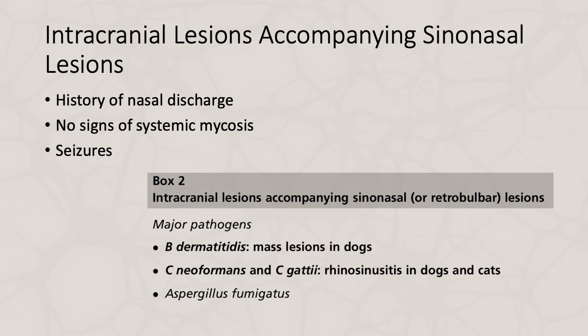Cribriform plate penetration is also detected during rhinitis workup in neurologically normal dogs. This is most common with blasto, but also occurs with crypto and aspergillosis. With crypto, nasal and intracranial lesions occur without cribriform plate destruction. Aspergillus fumigatus is a leading cause of fungal rhinitis in dolichocephalic dogs, especially when nasal planum depigmentation is seen.